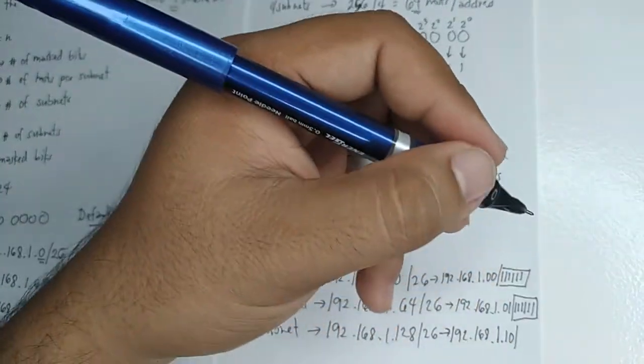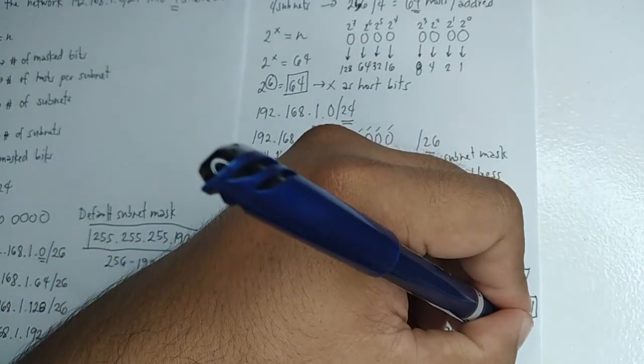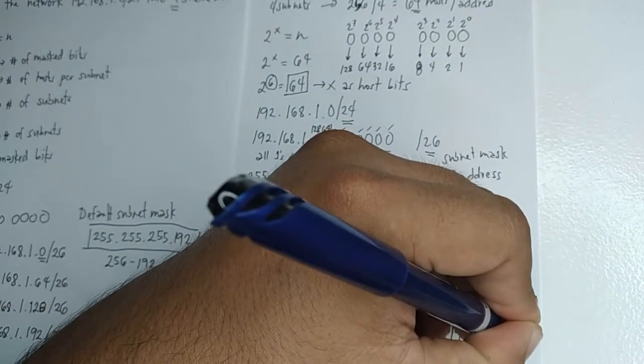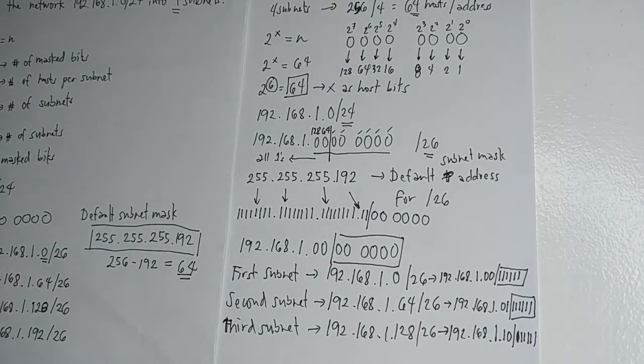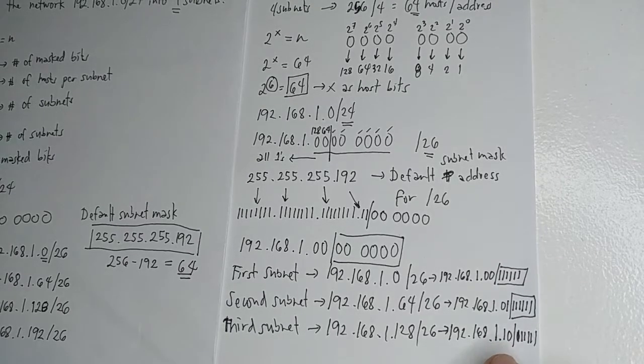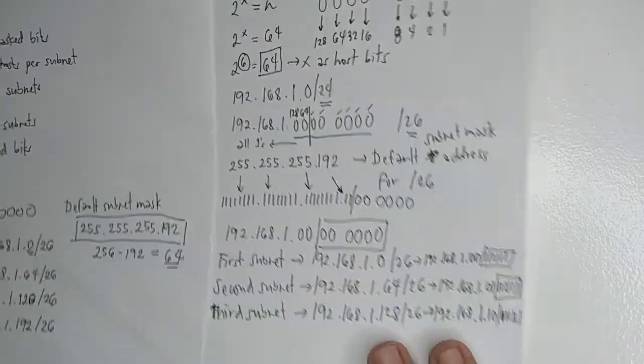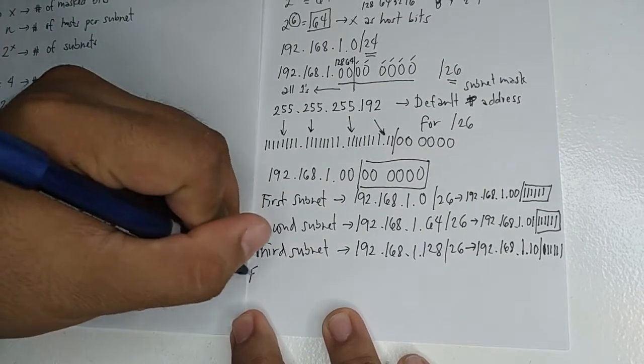192.168.1.10. We have until 1, 2, 3. Okay, what's the number? That is 191. That is 128+63. Okay.